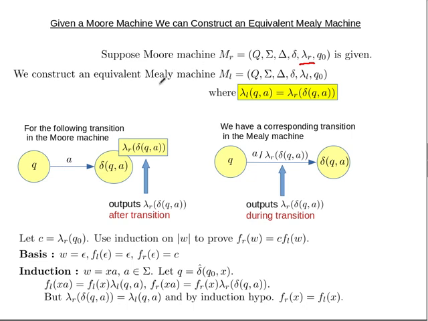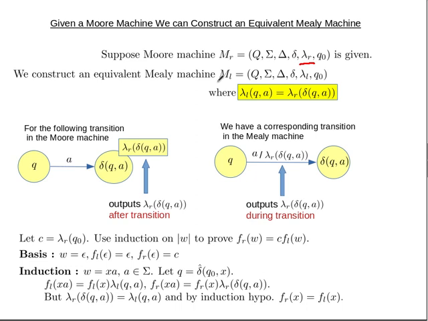So we construct an equivalent Mealy machine. We use the same states, the same sigma and delta, the same transition function, and the same start state. Only we have to define this lambda for the Mealy machine, because the domain here is Q times sigma, right?